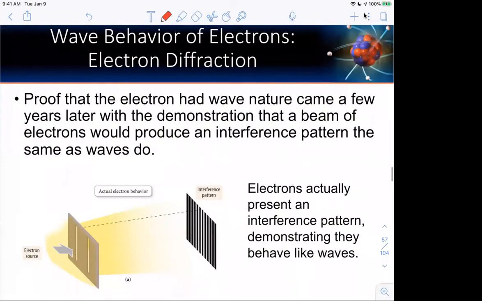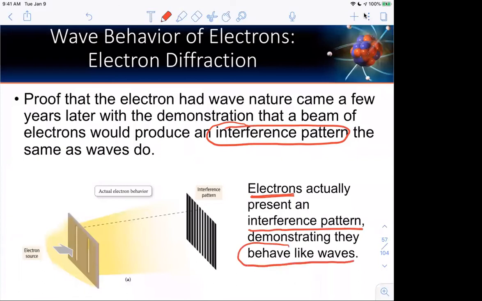Now, proof that the electron had wave nature came a little bit later, and this was through a demonstration such that when I took an electron source and I sort of aimed it at this barrier with the slits, I actually got an interference pattern the same way that waves do. So electrons themselves present this interference pattern, which suggests that they behave like waves. So electrons can diffract.